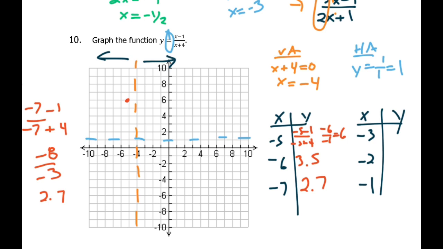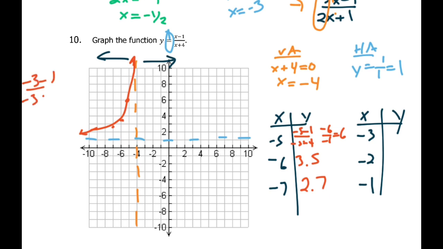And again, when we plot these, just do the best you can. You will have some decimals in here. There's no way of getting around that. So when we connect these, then we're going to do the same thing with the other side of our equation. So when I plug in negative 3 into my equation, I get negative 3 minus 1 over negative 3 plus 4. So this would be negative 4 over 1, which is negative 4.